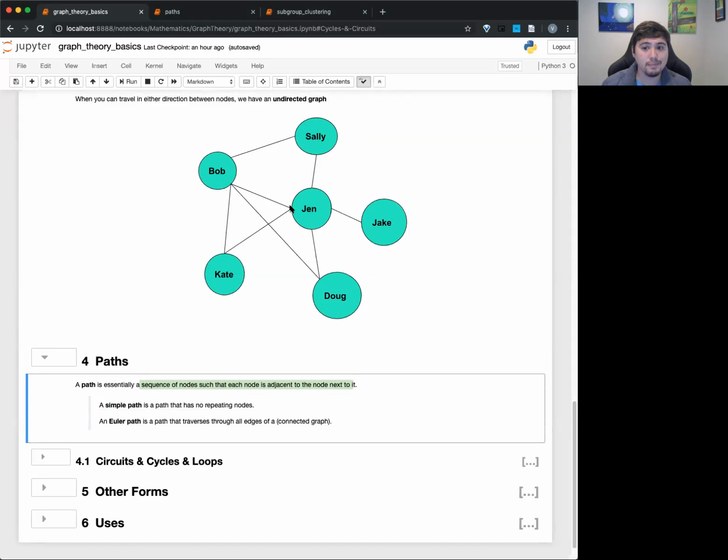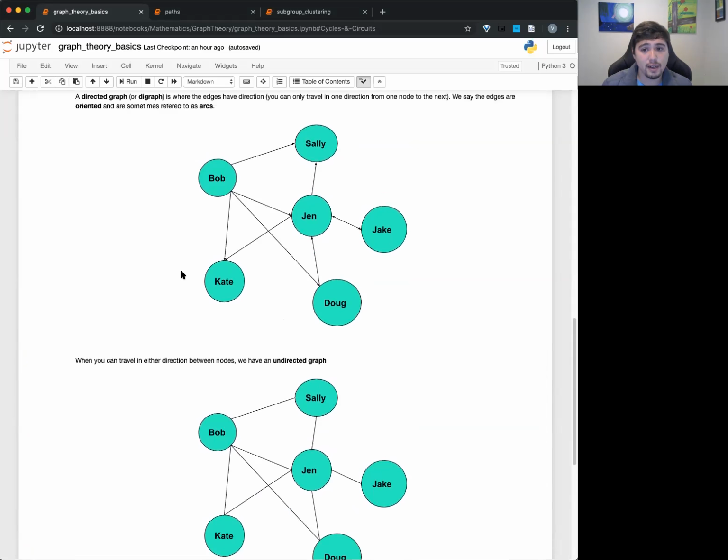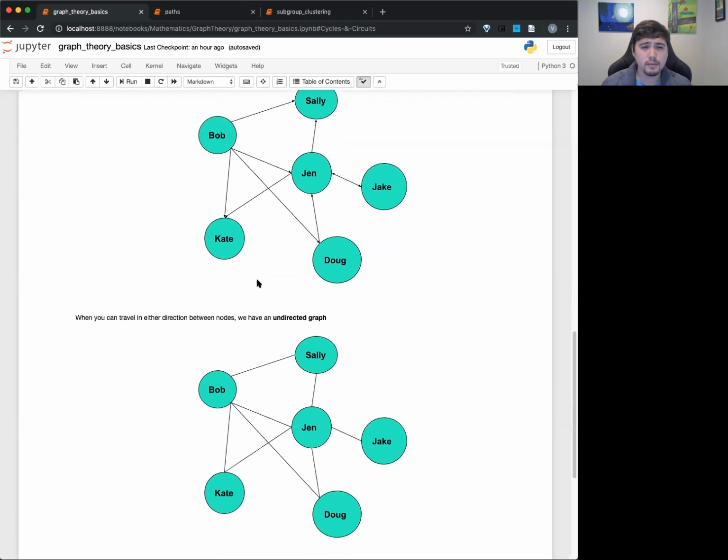You might have to specify the edges if there are multiple edges, but the point is that you can go through here. Note that in this graph, Bob to Jen to Sally would be a path. However, Sally to Bob would not be a path that you can write out, because there is no edge that can be directed towards that. Sounds pretty simple, right?